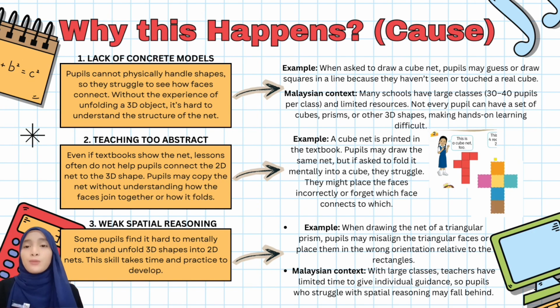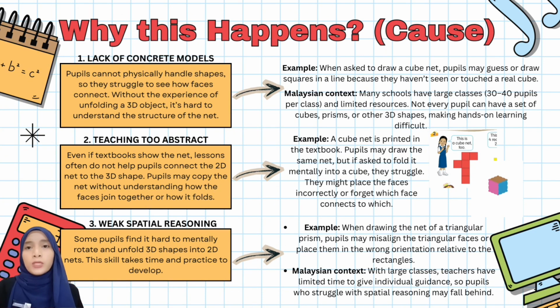Second, teaching is too abstract. Even if the textbook shows the net, lessons often do not help pupils connect the 2D net to the 3D shape. People may copy the net without understanding how the faces join together or how it folds. For example, a cube net is printed in the textbook. People may draw the same net, but if asked to fold it, they are not mentally prepared, they will struggle, and they might place the faces incorrectly or forget which face connects to which.